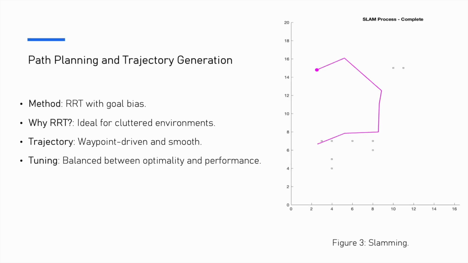The RRT algorithm was selected for its efficiency in a cluttered environment. It builds a tree of possible paths and uses a goal bias to quickly find a valid route. Once the path is planned, the robot moves along the waypoints with minimal deviation, and I have tuned the RRT parameters to balance optimality and planning speed. This ensures fast but reliable navigation that is ideal for the inspection task.